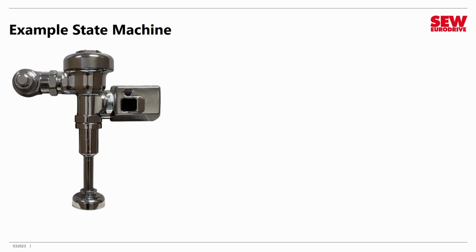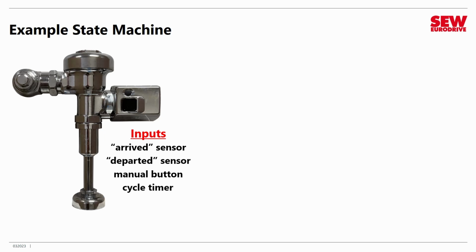First of all, let's look at the inputs that are available, the things that cause events. There is a sensor on these, as you know, that detects when someone arrives and when someone departs. That triggers the flush. So that sensor is going to send 2 signals to the control system. It's going to say someone has just arrived or someone has just left. There's also that manual button that you can produce a flush just by pushing it, so that guarantees an immediate flush.